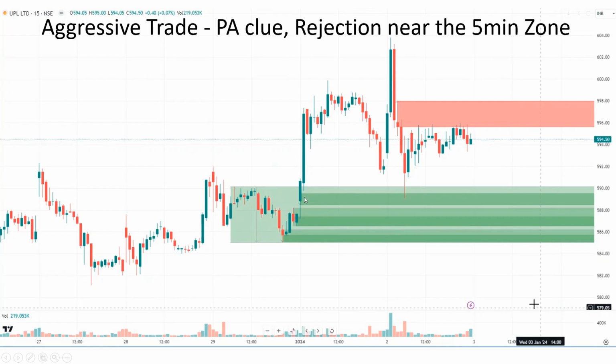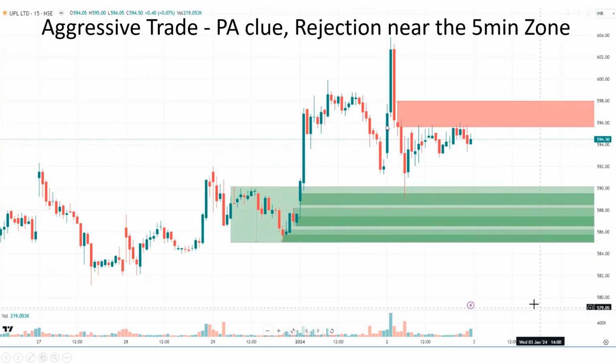If you want to take a trade in such kinds of zones, many times these zones will be violated. At least in 80% of scenarios, such 5 minute zones will be violated. In only 20% of scenarios you will see success, mainly because there could be some strong price action clues. So what is the price action clue? Rejections near the zone. See here, price came very close to this zone, and then see the huge push. There is a huge rejection from here.